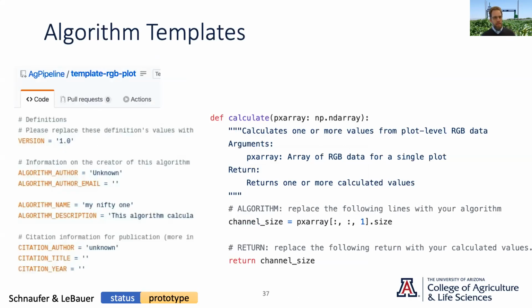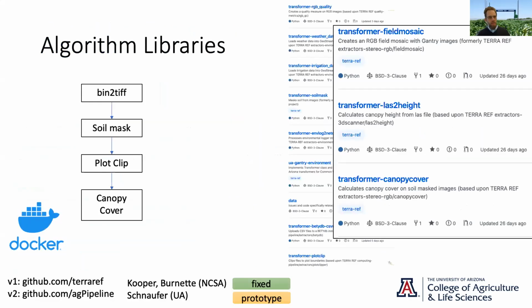And so these templates, the idea here is that for a new user, the first thing that they need to do is just open one file, add a little bit of metadata in the header, and then copy and paste their new algorithm into where it says algorithm. The template for the plot level RGB assumes that you have a rectangular image of the plot, and what can you do with it? The trivial example is just to measure the channel size and return it. But this is the template intended to be replaced with something more informative, such as the example I was using of canopy cover.